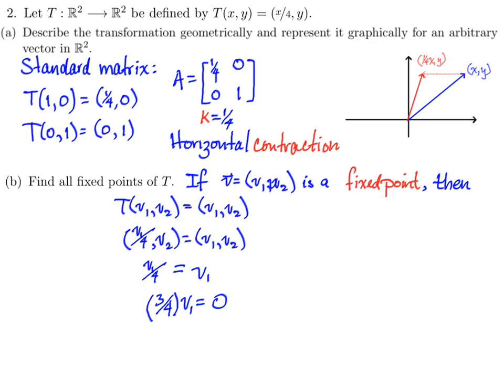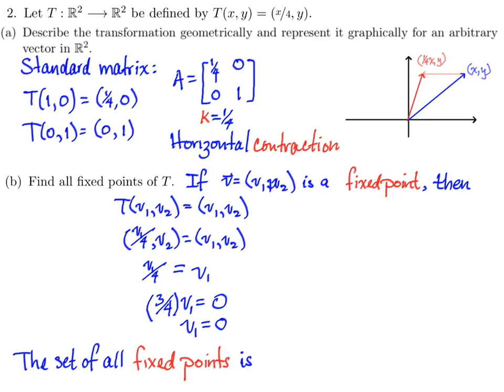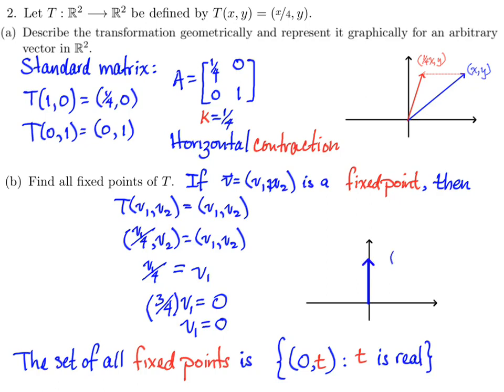And now we have a product of two real numbers. That product is equal to 0, so at least one of those real numbers has to be 0. Well, that just leaves us with v1 having to be 0 to begin with. So that means that all of our fixed points are just the vectors whose first component is 0. So that's the set of vectors 0, t, such that t is a real number. What does that set look like? Well, those are all the vectors that are sitting on the y-axis.